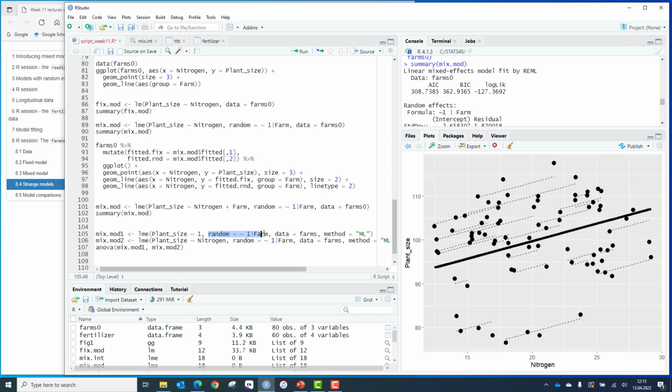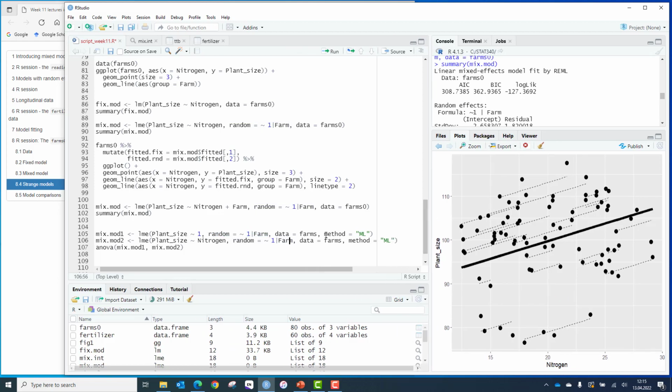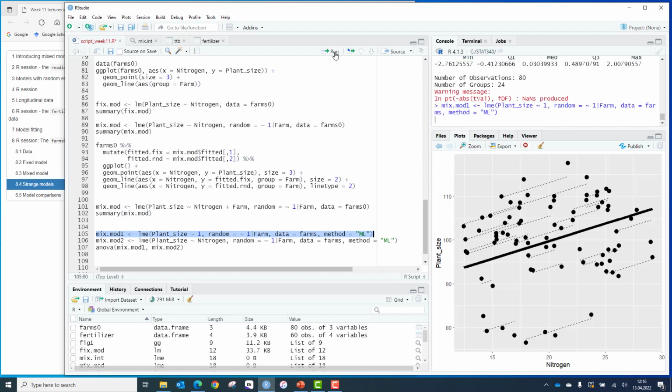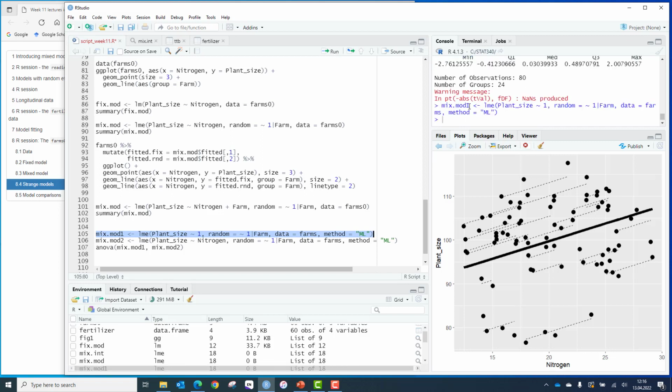But we still have the random effect of farm. So the intercept will have a random component depending on the farm. And then I also use this method equals ML to force a maximum likelihood fit of this model. So if I run this one first, this fits the first model, and then I just extend the model by including nitrogen as a predictor. That's the only difference now, right? The rest is exactly as in the previous model. So if I fit this one now, I have a second model here.